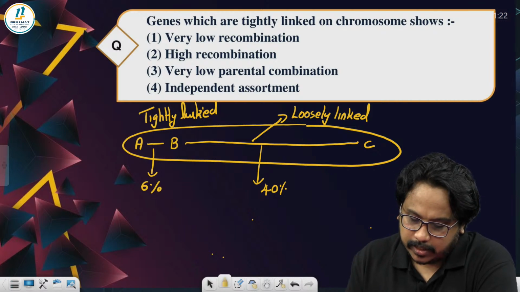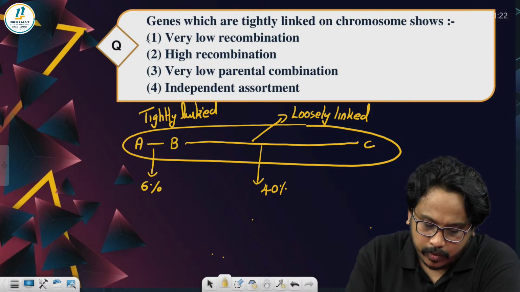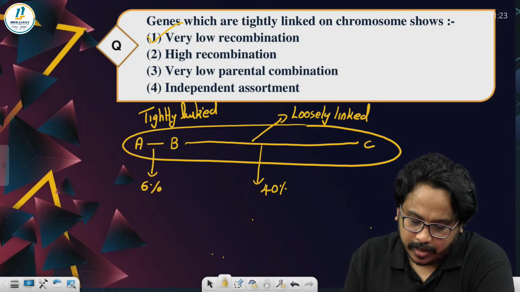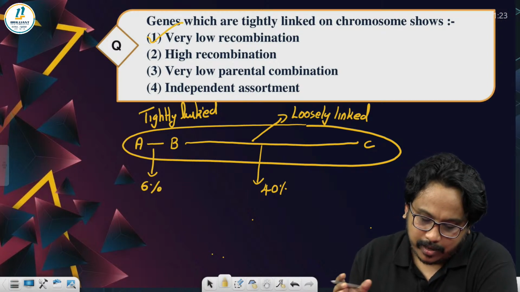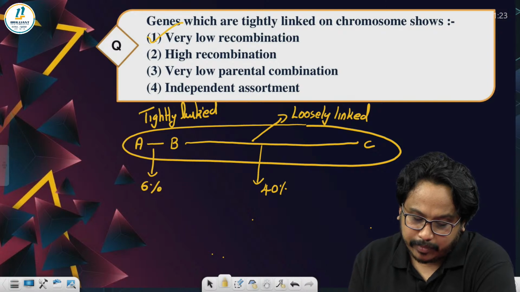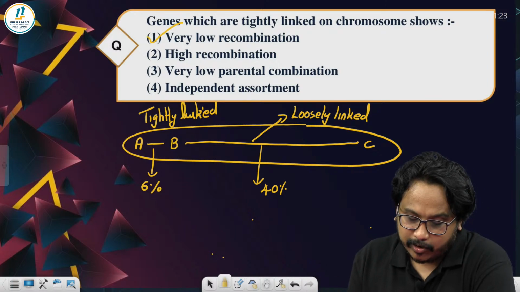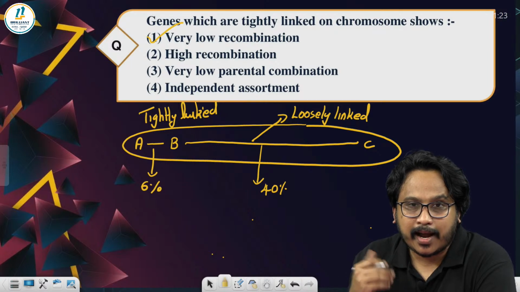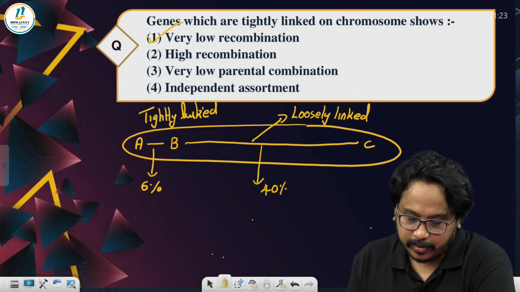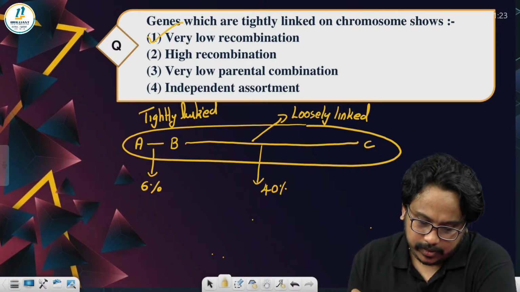So here, genes which are tightly linked on chromosome show very less recombination. High recombination is wrong. High recombination means, understand, they are loosely linked. They are located very far apart. Very low parental combination is wrong. Tightly linked means very less recombination and more parental combination. So the answer is 1.